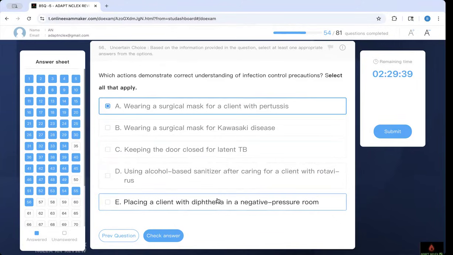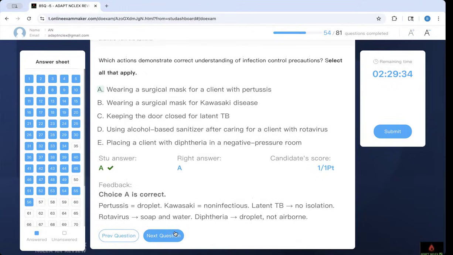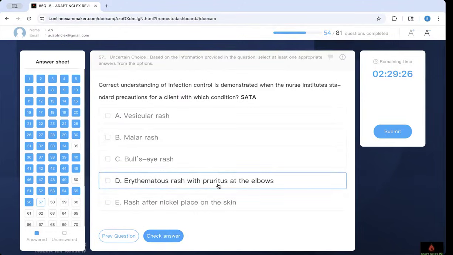Only one answer choice. If you over-select, you get zero. That's what the NCLEX will test you on. Key concept: this one is a little bit harder, infection control, but it requires you to bring all your content. This is the same thing.